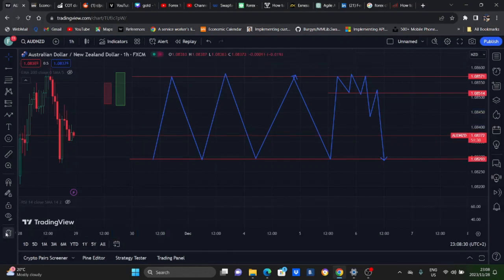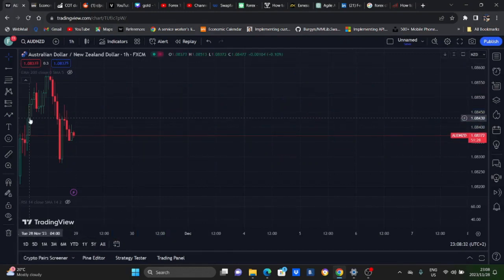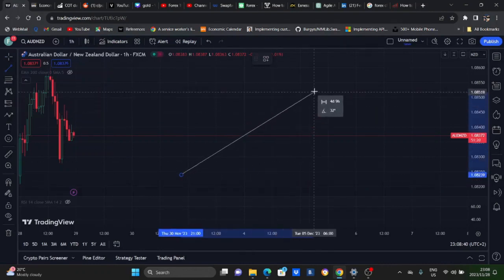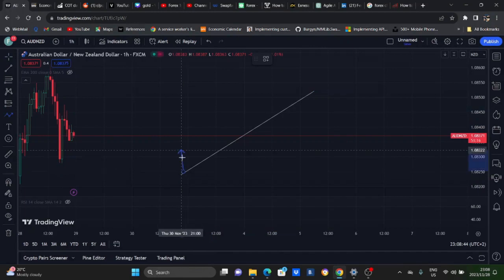Let me remove all the drawings. So you have a price going up like this. Let me draw the trend line first, because I know it's gonna give me an issue. Like, you have a trend, right? And then you have a price going like this. Up, down, up, down, up, down.